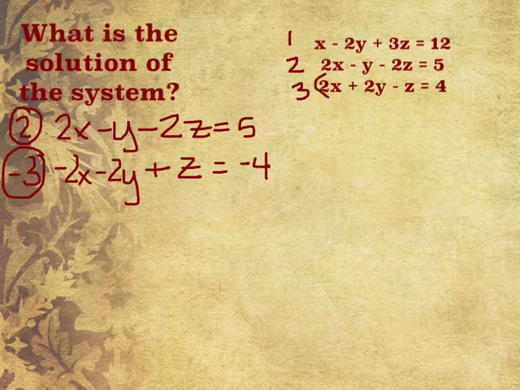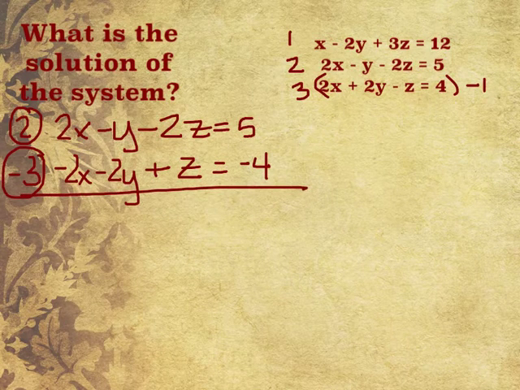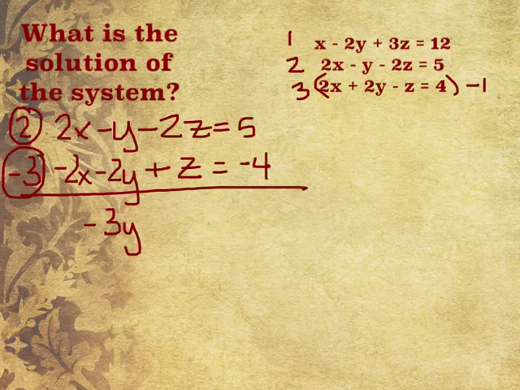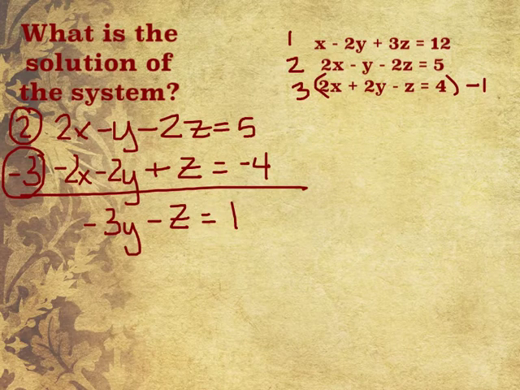Remember, I multiplied this whole entire thing here by negative. Then I add straight down. 2x minus 2x is 0x. Negative y minus 2y is negative 3y. Negative 2z plus z is negative z. And 5 minus 4 is 1. Now that I have a y and a z, I want to use another equation, cancel out the x, and create another equation that has just a y and a z.